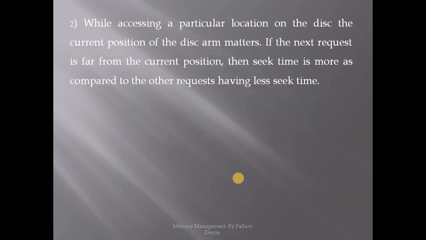The second reason is that while accessing a particular location on the disk, the current position of the disk arm matters. If the next request is far from the current position, then seek time is more as compared to another request having less seek time. So the second reason is that for the efficient use of the disk arm, we have to do disk scheduling.